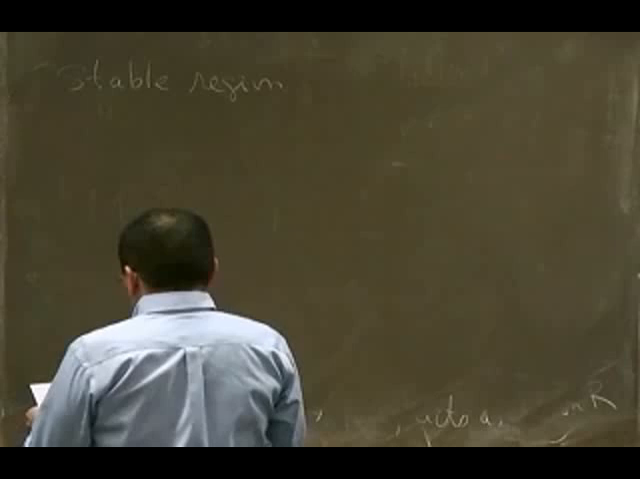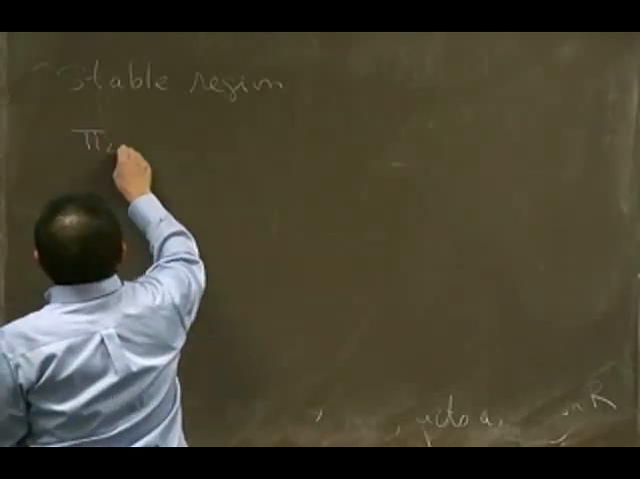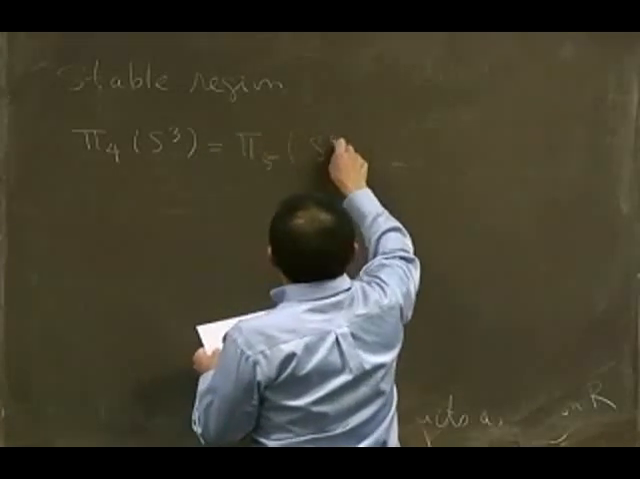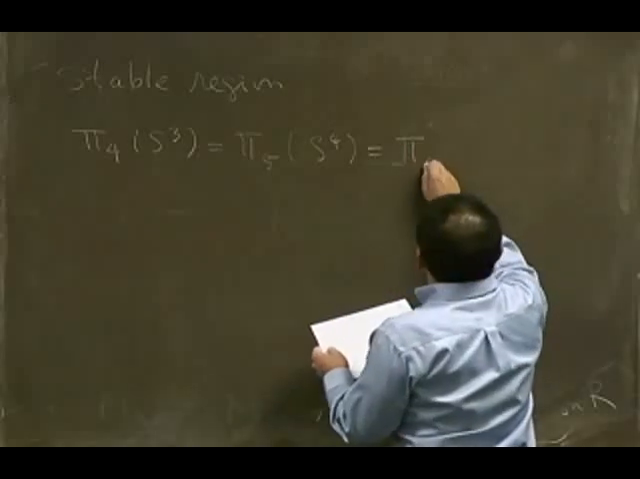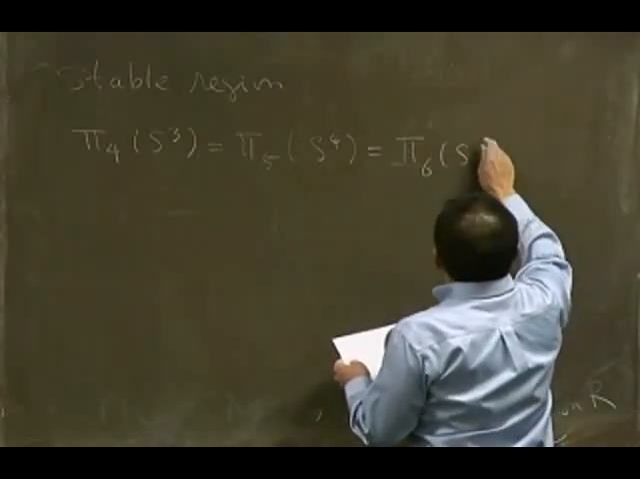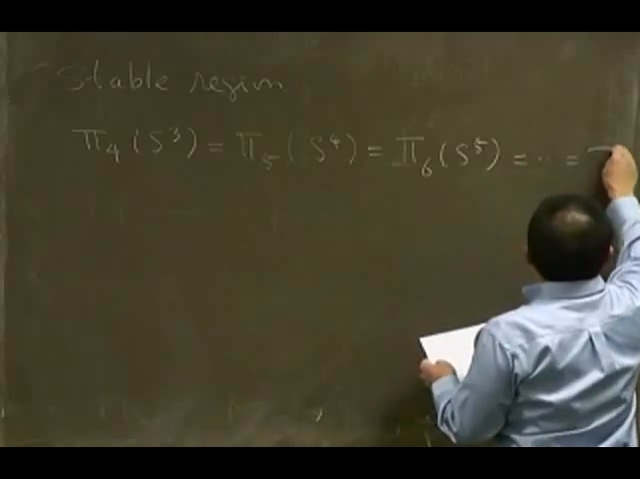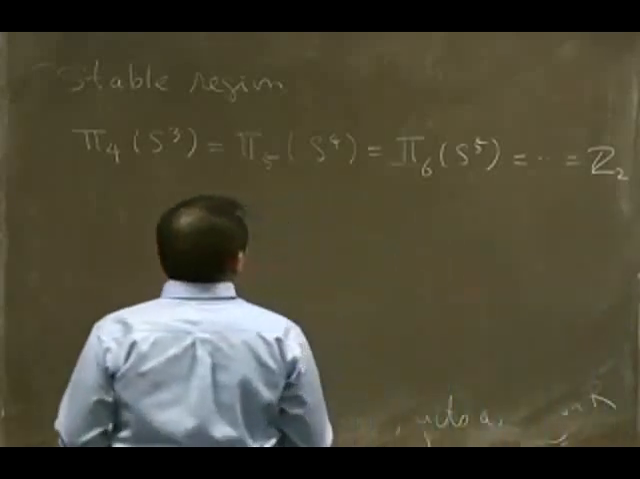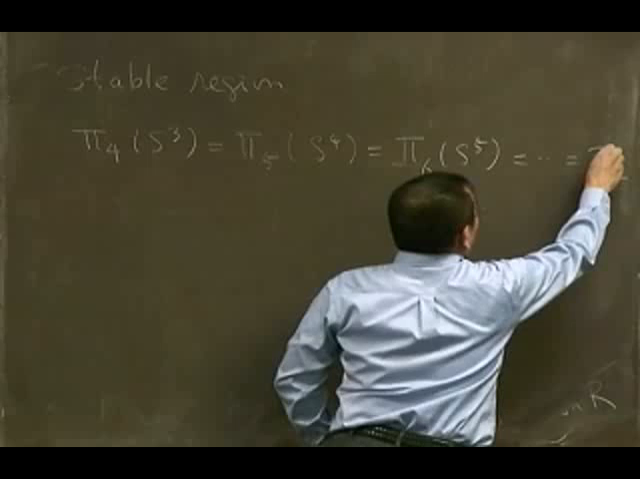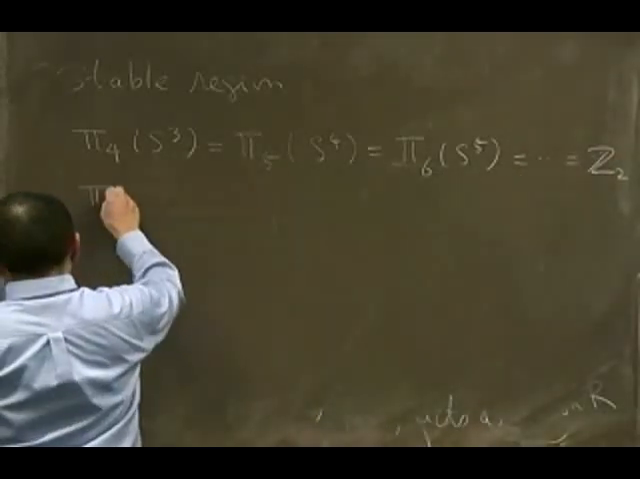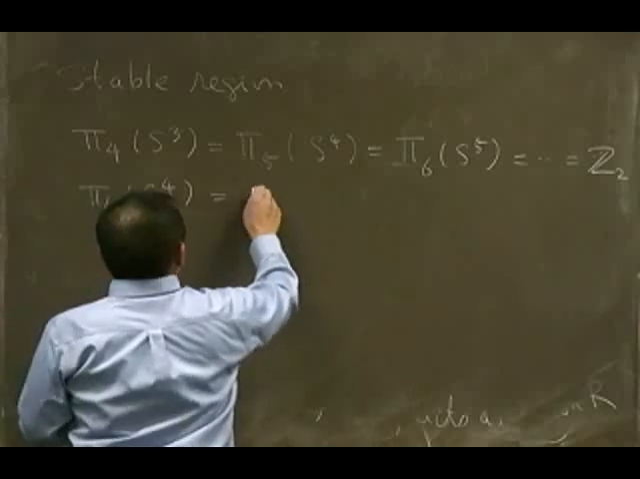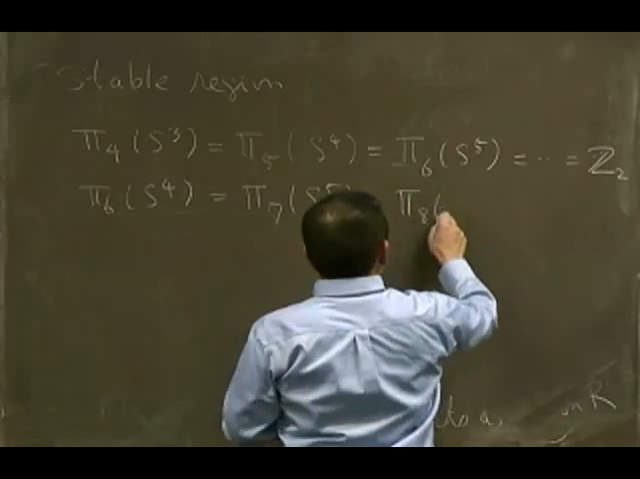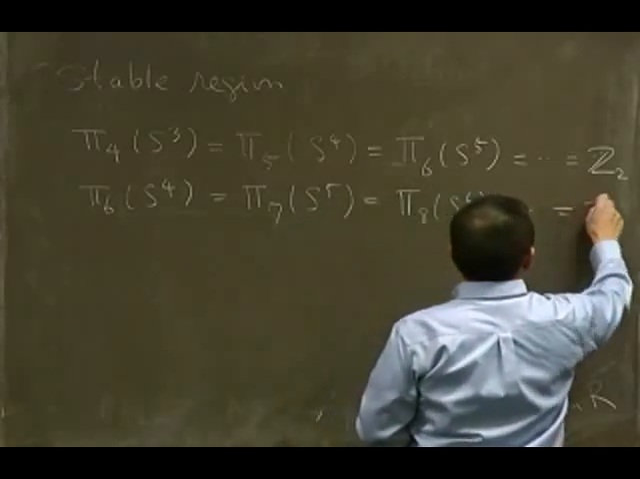That is the following. It is known that, for example, pi 4 of S3 is equal to pi 5 of S4, which is equal to pi 6 of S5, and these are all the same as Z2. Namely, this is a group generated by one element squaring to 1. Pi 6 of S4 is the same as pi 7 of S5, which is equal to pi 8 of S6, and they are all the same as Z2.